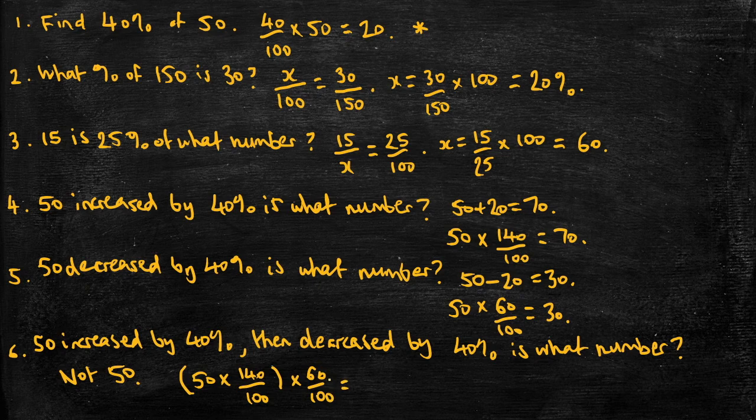If we start to calculate this out, you can see what's going on. 50 times 140 over 100, that's what we did up here. That's 70. And now we're decreasing 70 by 40%. So we're not going to get back to 50. We'll actually go further, because if we decrease 70 by 40%, we'll go all the way down to 42. So you have to be very careful when you're applying one percentage change and then another percentage change. You have to think about what you're applying that percentage change to.